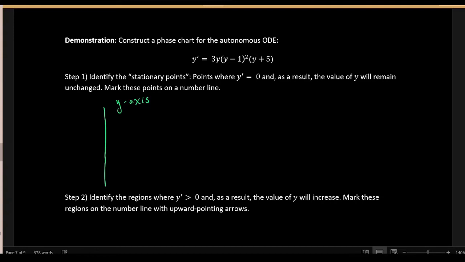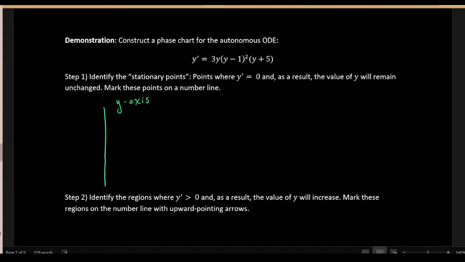They're called stationary because if y prime does equal 0, if the rate of change of y is 0, then that means that the value of y is going to be constant. So the stationary points are locations where, if y achieves this value, it will never change after that point. Y prime will be equal to 0, and y will be stuck at that value forevermore.